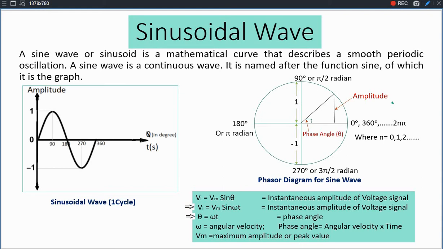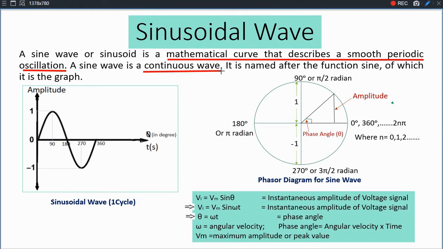So a sine wave is a mathematical curve. It is a mathematical curve that describes a smooth periodic oscillation. Whenever we draw the graphical representation of sinusoidal wave, you will be able to watch that the wave has a few positive sides as well as the mirror image in negative side. It means it has periodic oscillation.